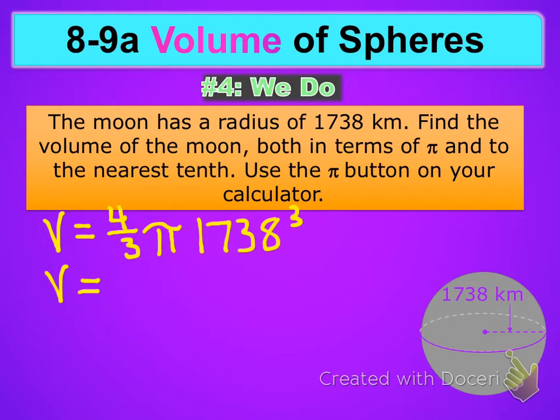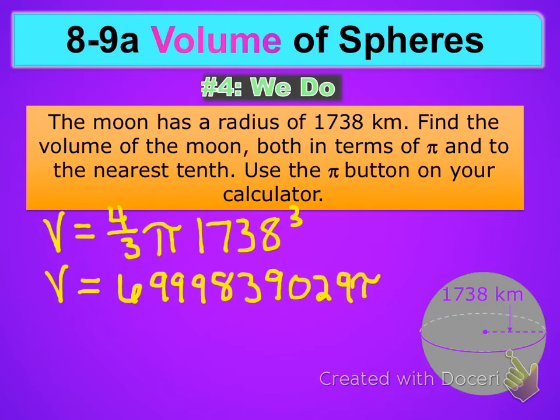It's a really big number. It should take up almost the entire calculator screen. But it's 699,983,9029 pi kilometers cubed. Like I said, a really big number. But now when we multiply this by pi, you're going to end up with an even bigger number.